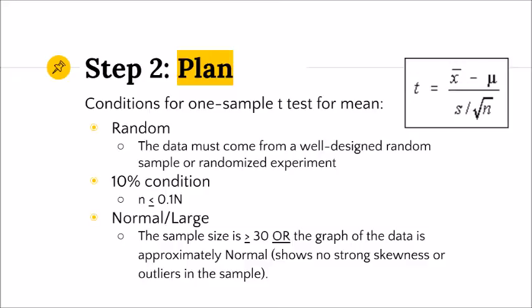To check normality, use a graph of the sample data. Do not use t-procedures if the graph shows strong skewedness or any outliers. We will perform a one-sample t-test if the conditions are met.